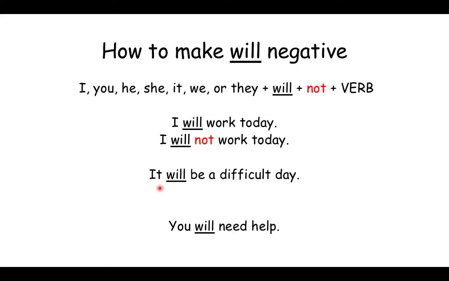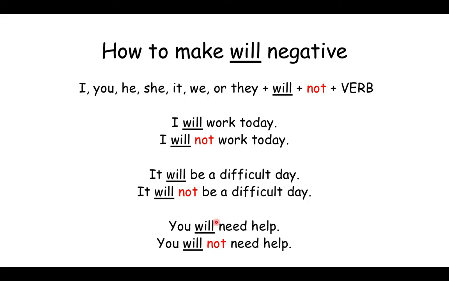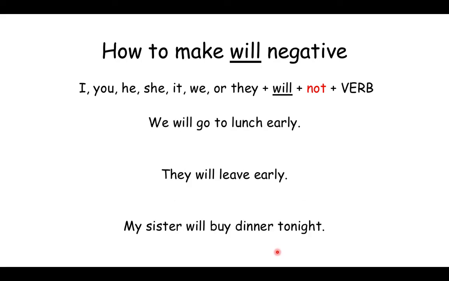This next sentence, it will be a difficult day. We need to make it negative, we put not in between will and the verb. Or you could just say, you put not after will. It will not be a difficult day. You will need help. We put not after will. You will not need help. So that's how you make it negative.